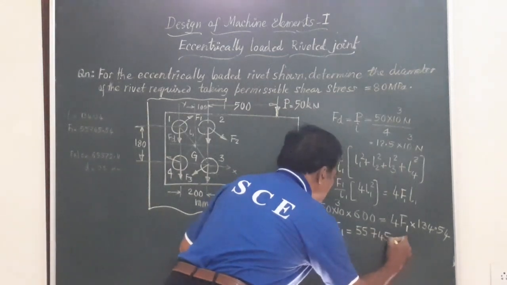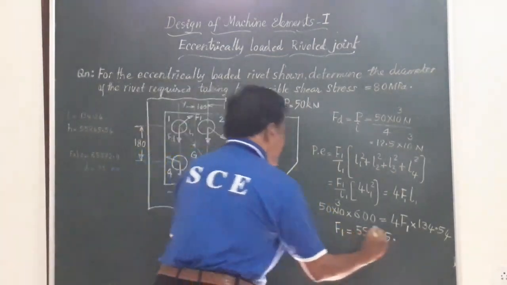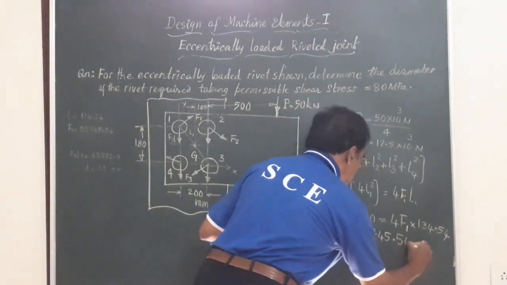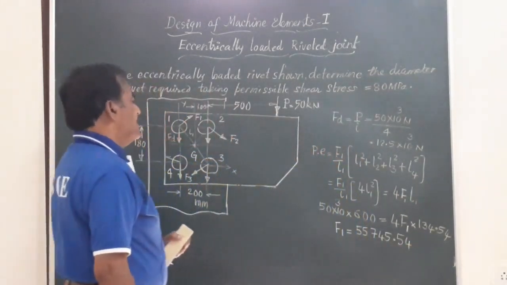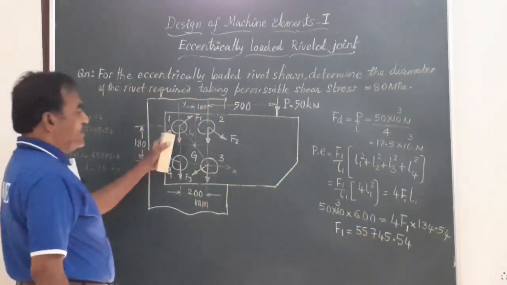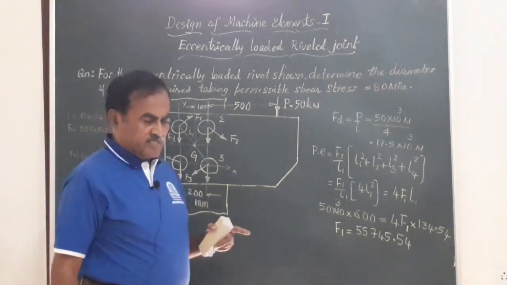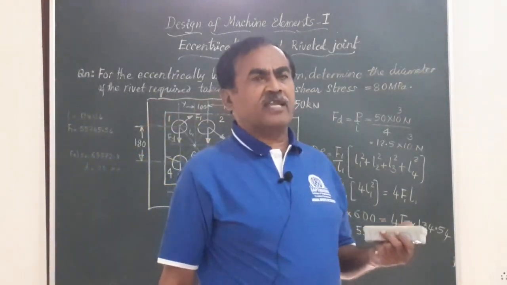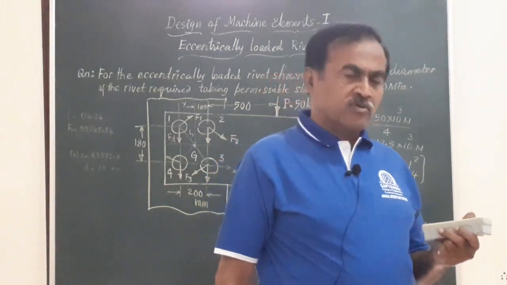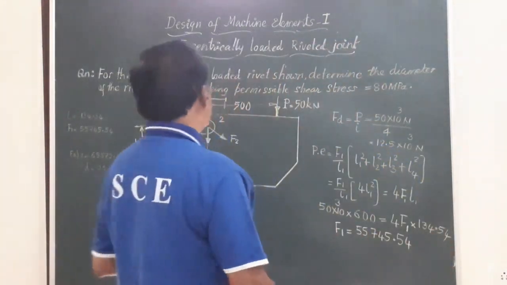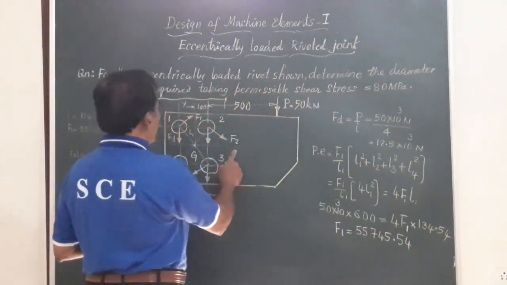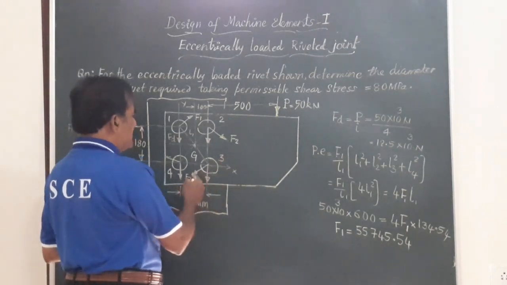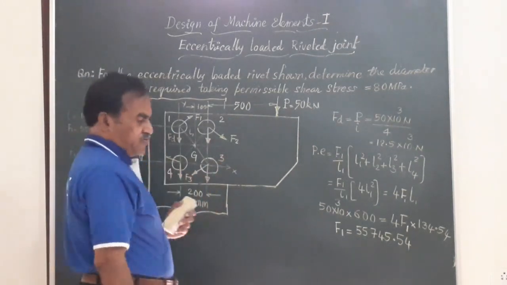55,745.54 Newton. This is the value of the secondary load at rivet number 1. Friends, after calculating the value of F1, you also have to calculate the values of F2 acting at rivet 2, F3 at 3 and F4 at 4.